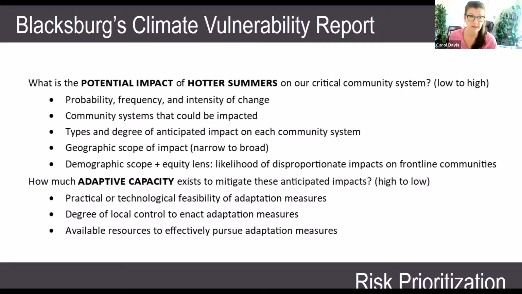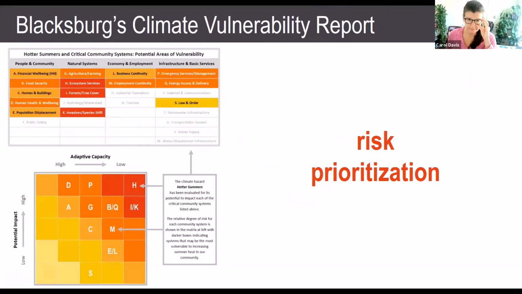And then here are the factors that we use to come to that determination of low to high potential impact. And then what is our local adaptive capacity to mitigate or become more resilient in the face of those changes, from high to low? And here are the factors that we weighed on that. And I know this is a lot to look at, but this is how that shook out.